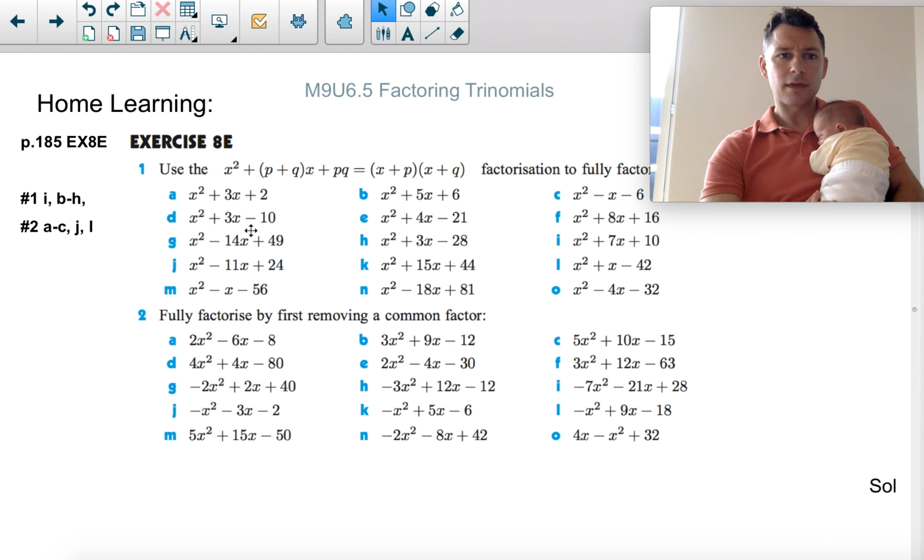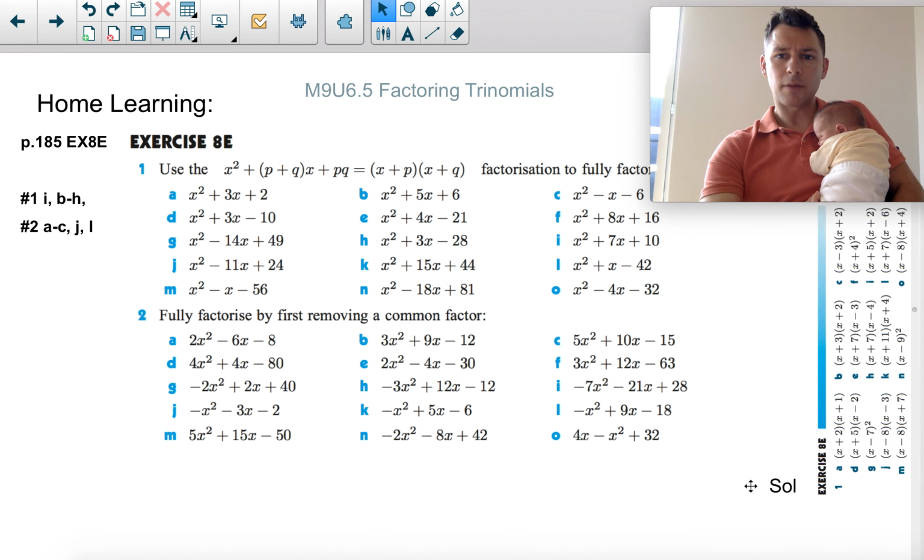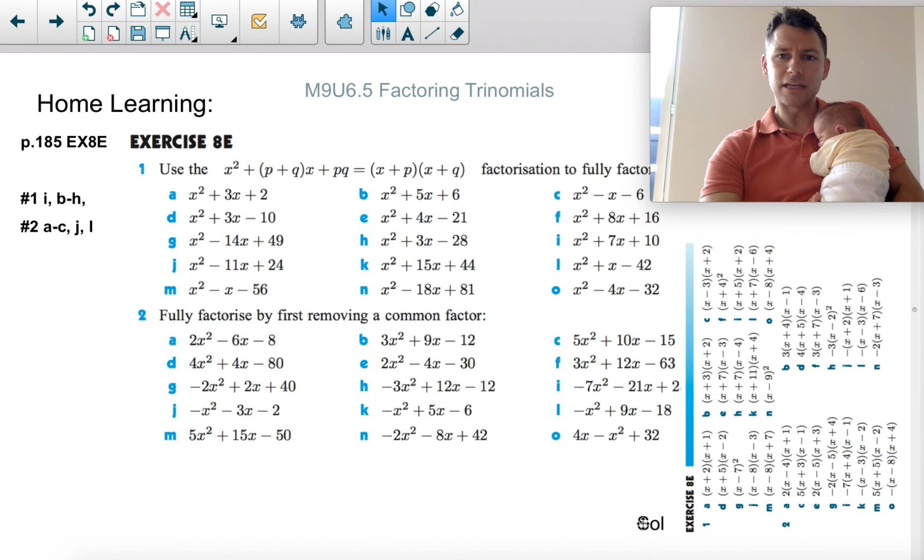You are attacking a handful of these problems. Same sort of thing. You're going to factor them fully. Solutions are up on the VLE. They're also right here if you need them.